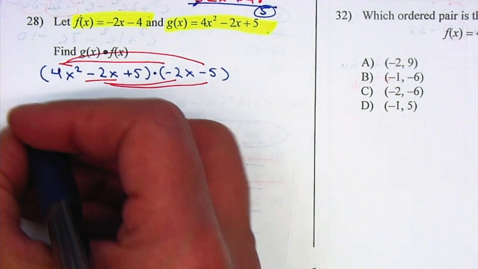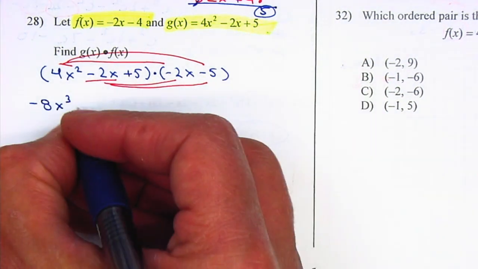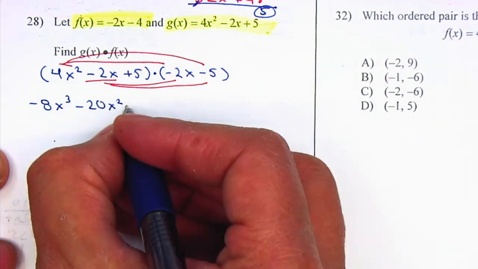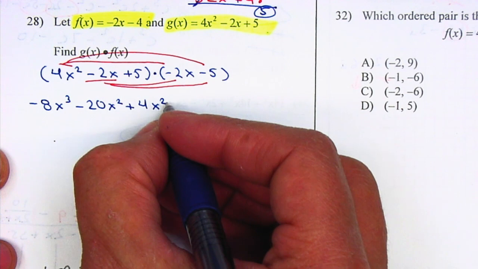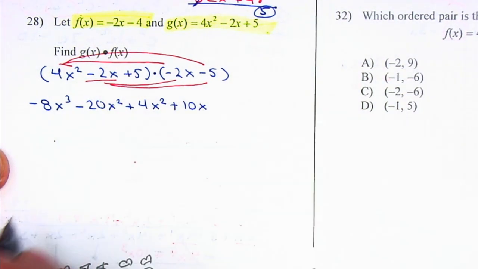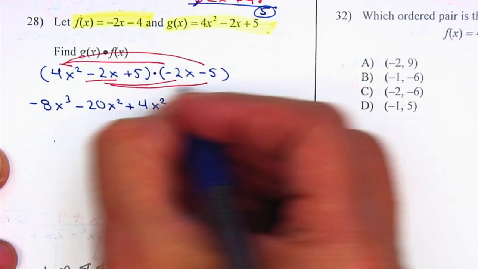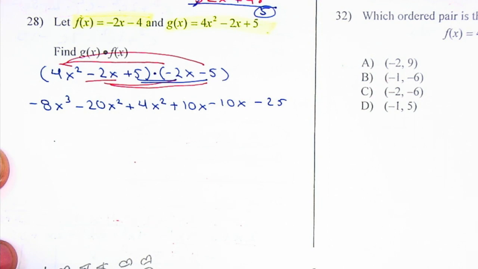4x squared times negative 2x will give me negative 8x to the third. 4x squared times negative 5 is negative 20x squared. Negative 2x times negative 2x is positive 4x squared. Negative 2x times negative 5 is positive 10x. Multiply the 5, gives me negative 10x. Multiply the 5, it gives me negative 25.